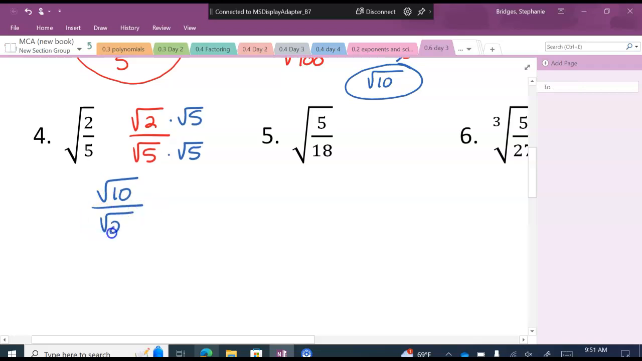At the bottom, I get the square root of 25, and we're going to simplify. We know the denominator is going to turn to just 5, right? Does 10 have a perfect square in it? No. So it's just going to stay. And so my answer would be the square root of 10 over 5.